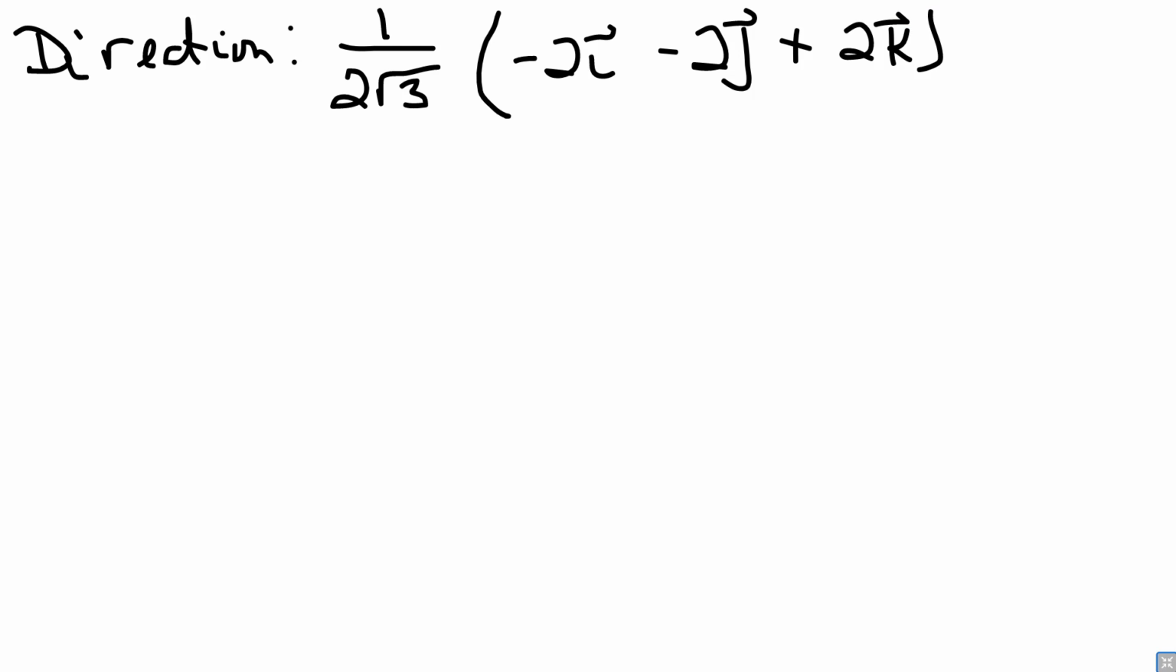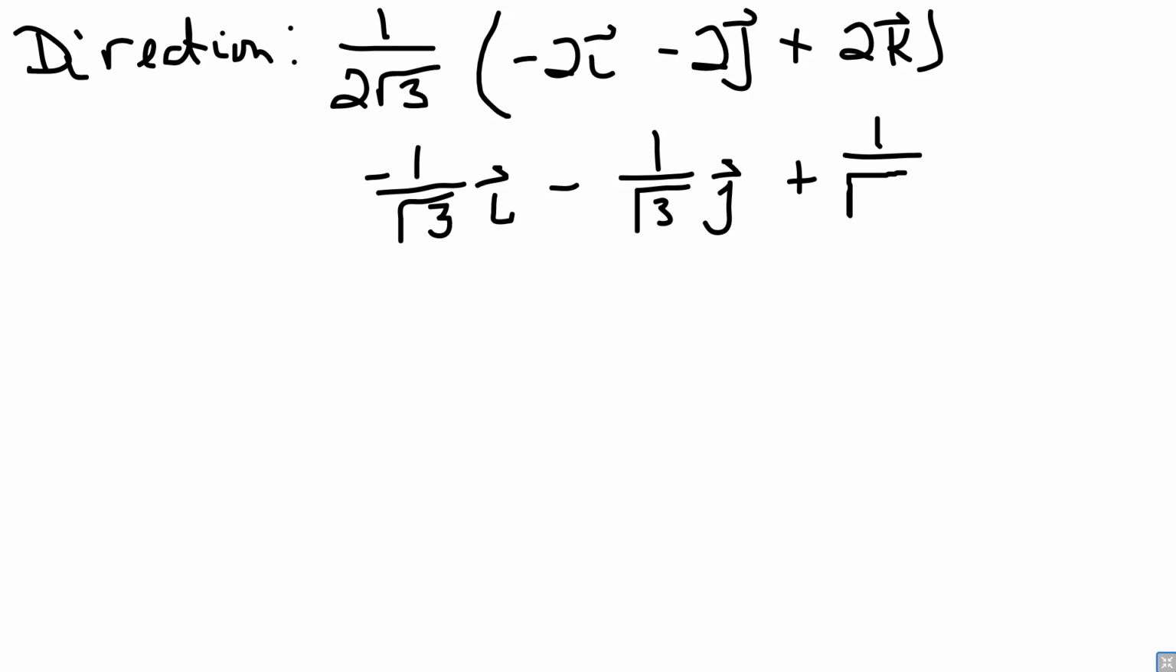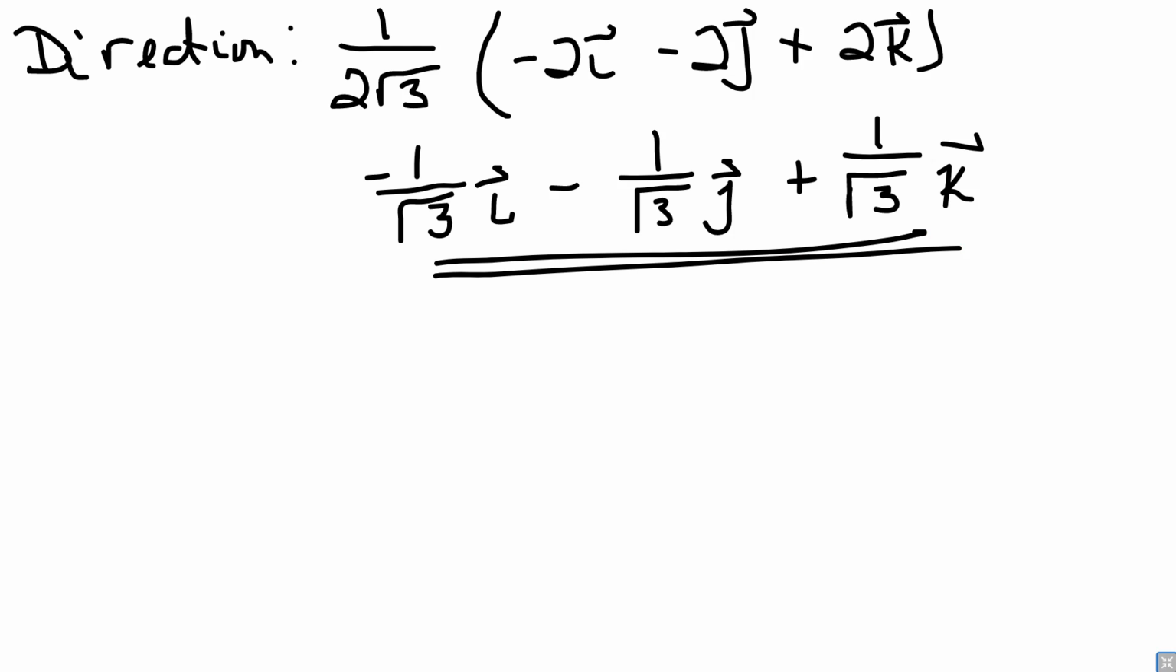Now, you can clean this up a little bit, so we could write the final answer as -1 over square root of 3 in the I direction, minus 1 over square root of 3 in the J direction, plus 1 over square root of 3 in the K direction. And this will be our vector in the direction. Any questions?